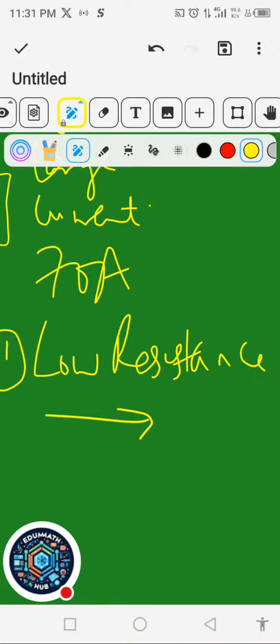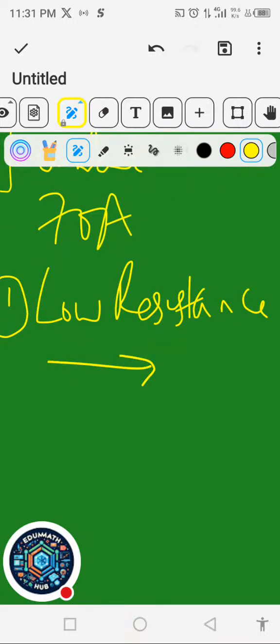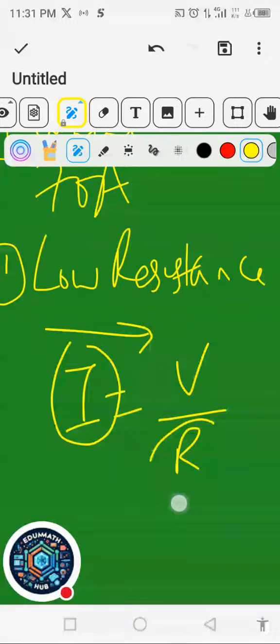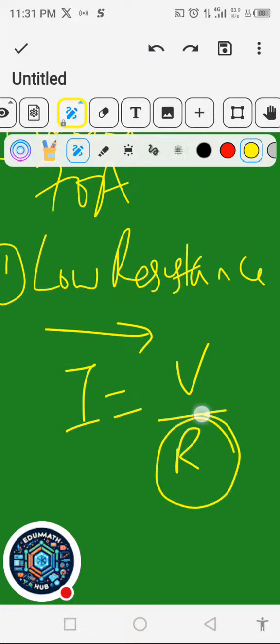No, low resistance will allow much current to flow. I equals V over R. You can see it from here now. That means current and resistance are inversely proportional. The higher the current, the smaller the resistance. And since you want much current to pass through, then you must make this one small. So small resistance, high current.